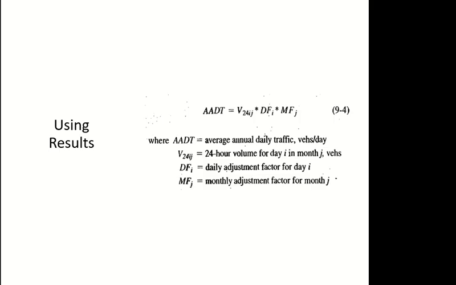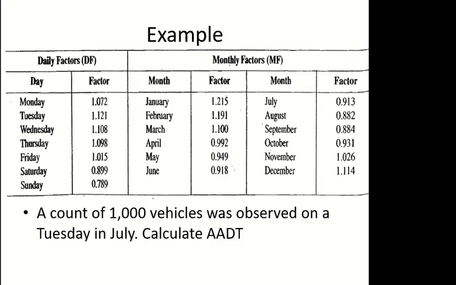So V24 is the 24-hour count for the coverage location. DF means the adjustment factor for the day on which data was taken on the coverage location. MF means the adjustment factor for the month in which the data was taken on the coverage location. So you have taken these two factors from the control and V24 from the coverage. You multiply them, and you get ADT for the coverage location now.